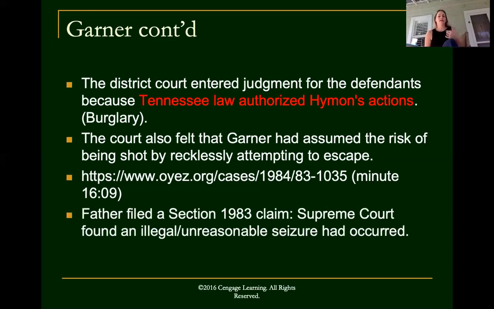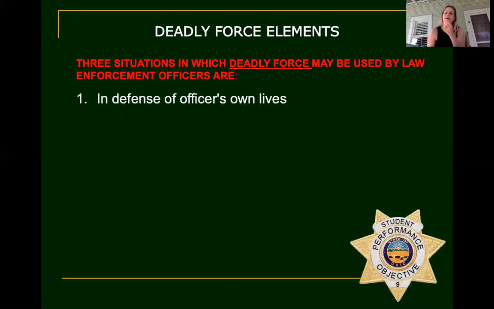Now, the father later filed a Section 1983 claim. So that's basically a claim saying, I know I can't sue him criminally because we can't prove intent, but I want to sue him for money damages. So he sued, and it reached the Supreme Court. And there, the court said, no, Tennessee, you got it wrong, okay?